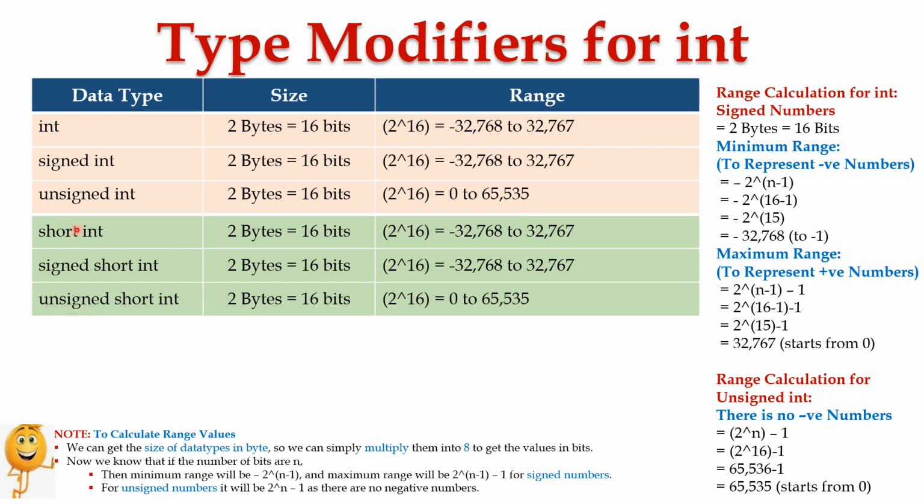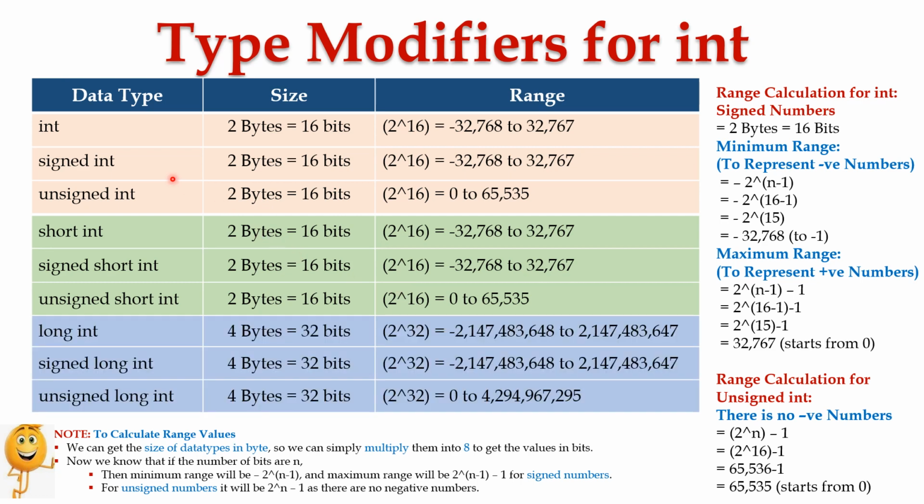So the next is short int, signed short, and unsigned short. They also utilize 2 bytes of memory space, that is 16 bits to store the value. So the range calculation is similar to the integer data type, which we have seen earlier. Next, long int, signed long int, and unsigned long int utilize 4 bytes of memory space, that is 32 bits to store a value. So similarly, we can calculate the range value as we have seen earlier for int and short. Hope you all understood how to calculate the range values for the data types.